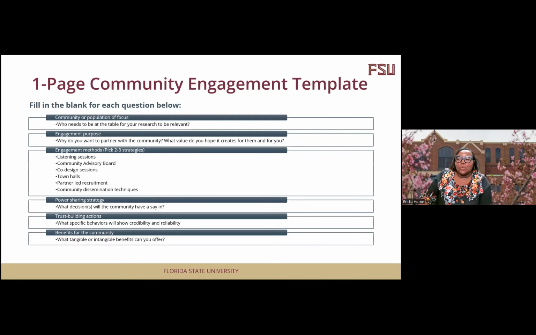The next question is, why do you want to partner with the community? What value do you hope it creates for them and for you? So before you even reach out, why do you want to partner with them? You're already looking at that relationship. How can I help them? How can they help me? How can we make this a symbiotic relationship? Make it reciprocal. How are we both benefiting from it? Not just my side, not just their side, but how do we both benefit?